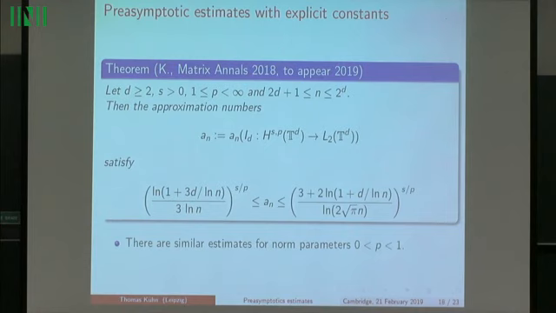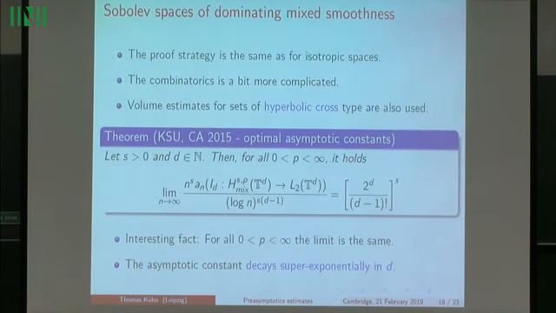It's explicit constants. I formulated this here only for norm parameters p bigger than 1, but I have estimates for p between 0 and 1, too. Okay, so now to the dominating mixed case. Of course, the strategy of proof is the same as for isotropic spaces. I mean, it's this general strategy. If you have a space where the norm is given by a weighted L2 sum of Fourier coefficients, this is what I denoted HW.